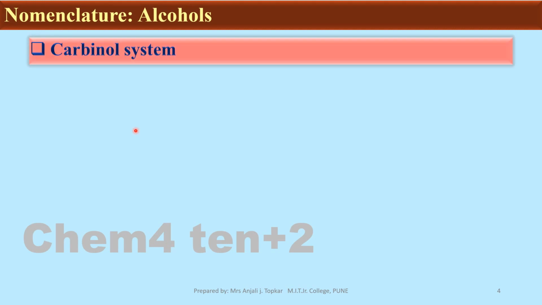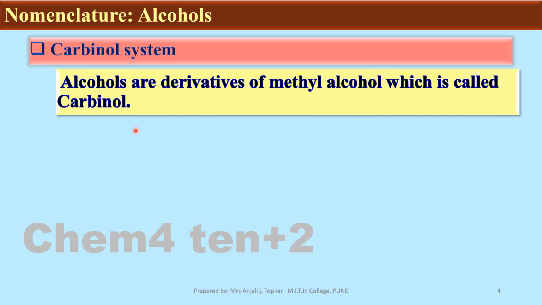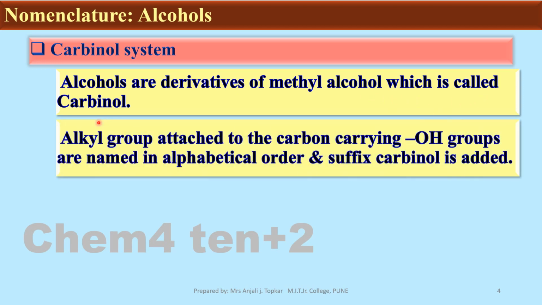The second system of nomenclature of alcohols is the carbinol system. In this system, alcohols are derivatives of methyl alcohol, which is called carbinol. Alkyl groups attached to the carbon carrying the OH group are named in alphabetical order and the suffix carbinol is added. Let's understand it with an example.